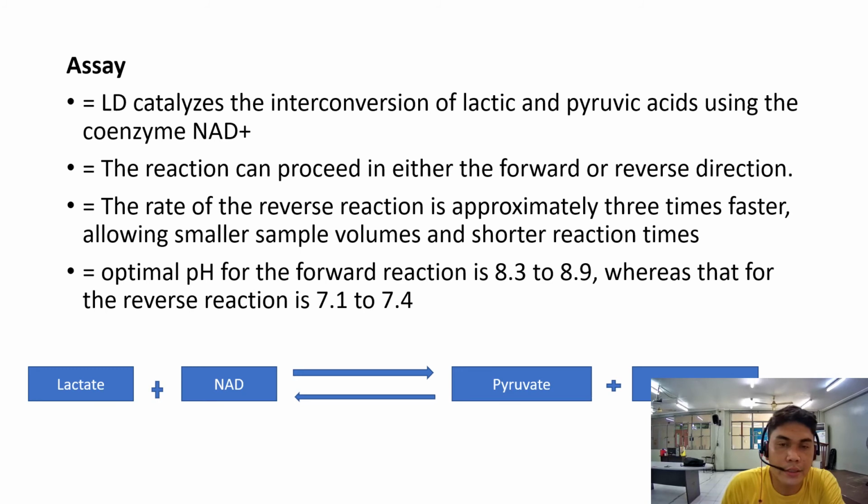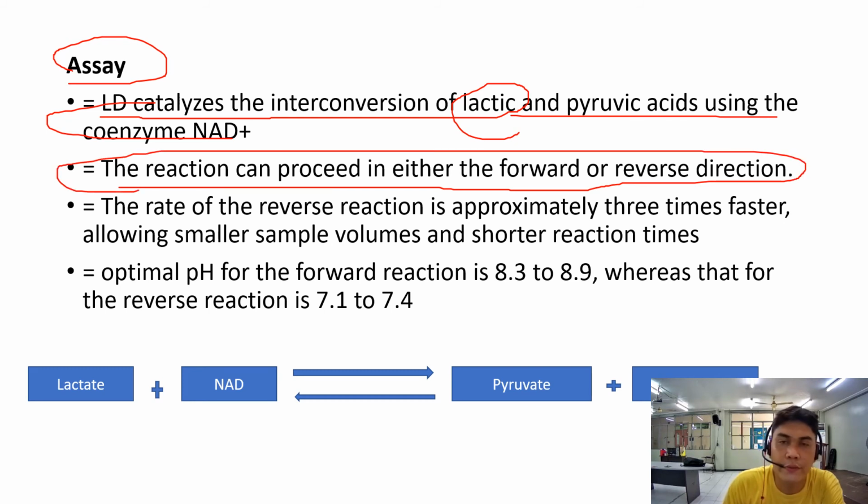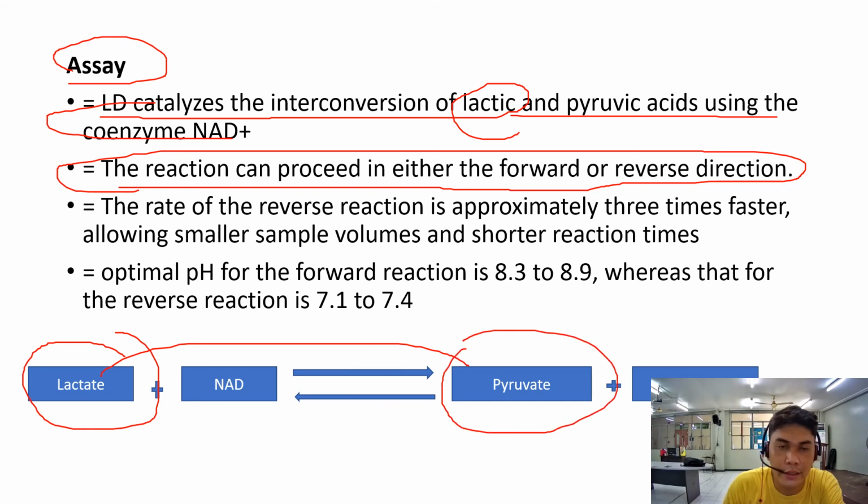Okay, so next are the assays or the methods used in the determination of lactate dehydrogenase. Lactate dehydrogenase catalyzes the interconversion of lactic and pyruvic acid using the coenzyme NAD+. So the reaction can proceed in either the forward or reverse direction. For the forward, you have the conversion of lactate to pyruvate. That's the forward reaction. Okay? For the reverse, you have the conversion of pyruvate to lactate.